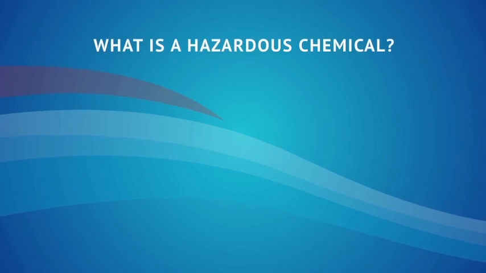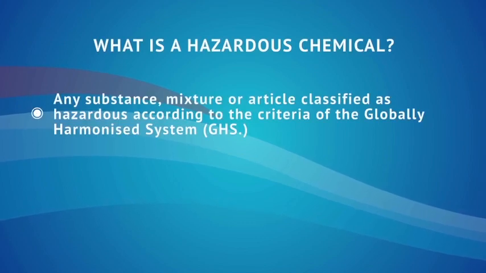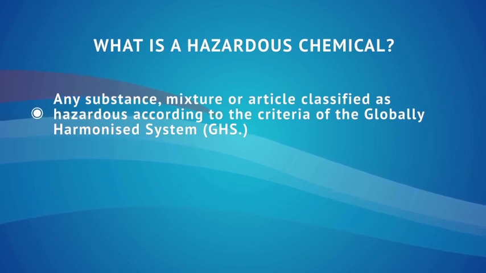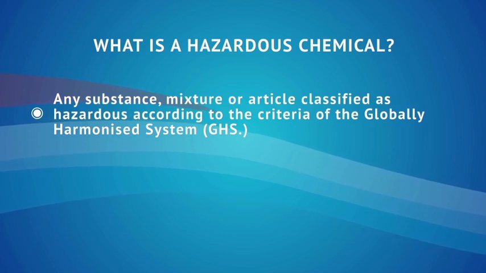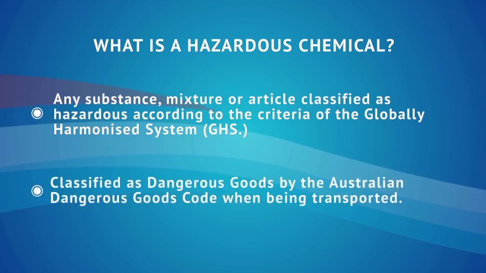A hazardous substance is defined as any substance, mixture or article classified as hazardous according to the criteria of the Globally Harmonised System or GHS. During transport, hazardous chemicals are also classified according to the Australian Dangerous Goods Code.